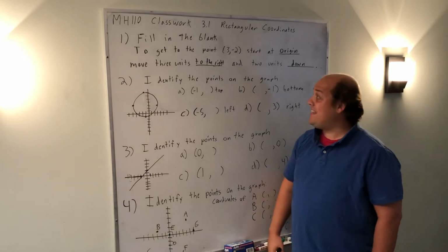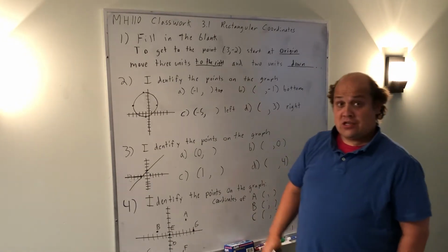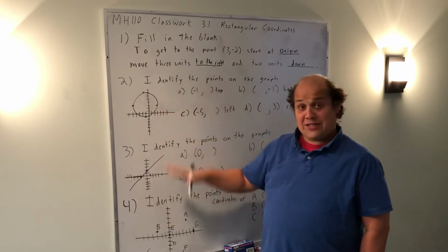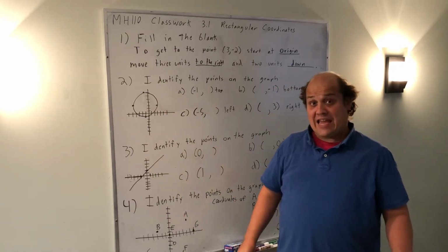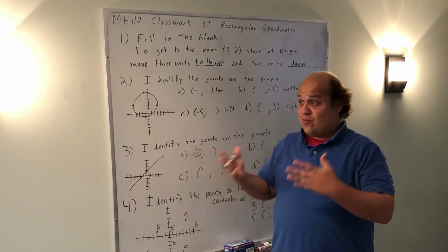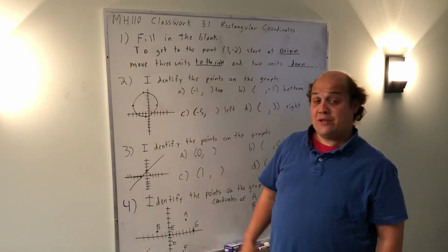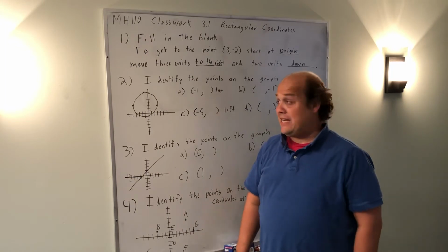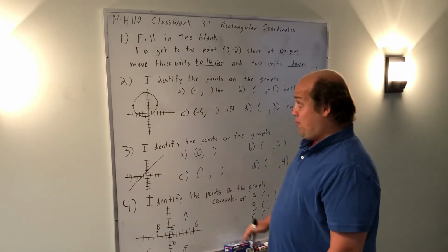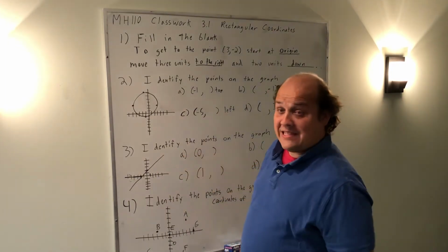Question 2 asks us to identify the points on the graph. I'm going to warn you that whenever I'm drawing these on a whiteboard, they're not going to be nearly as accurate as they are when they're directly on a properly formed graph. I intend them to be at exact points, but I promise if you look at the ones on the worksheet, they will definitely be at the exact points. Some of my drawings may not be to scale.